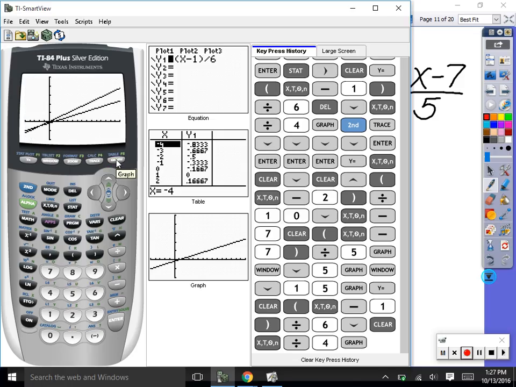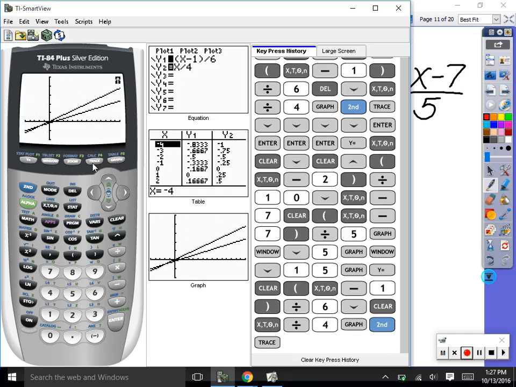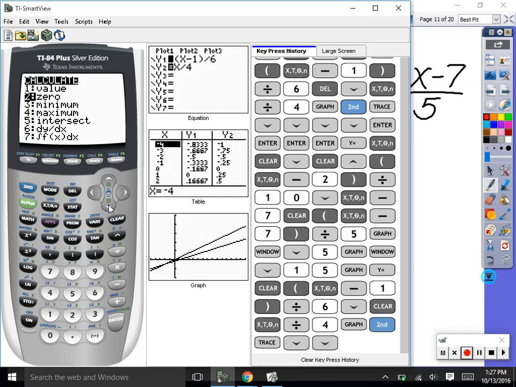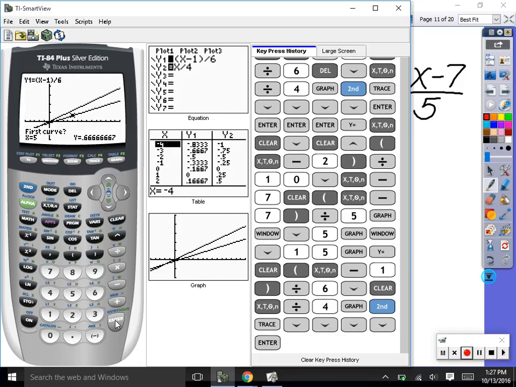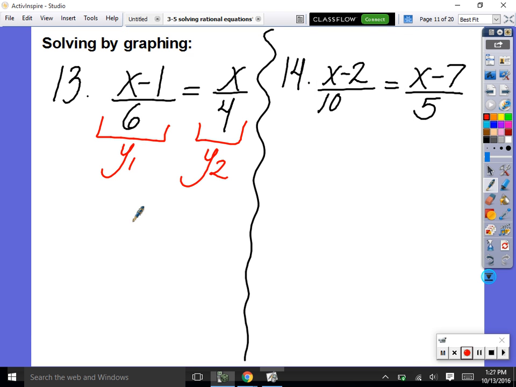Now they're lines, we can see where they intersect somewhere right here, correct? Looking like somewhere right there. So we'll do second trace, go to intersect. And it says first curve is on the first line, so we're good. Second curve is on the second line, so we're good. Enter, we do want you to guess. So x equals negative 2 was the solution. Everybody understand? So if we would have solved it algebraically, we would have got the same thing. X is equal to negative 2. So you can solve these by graphing.